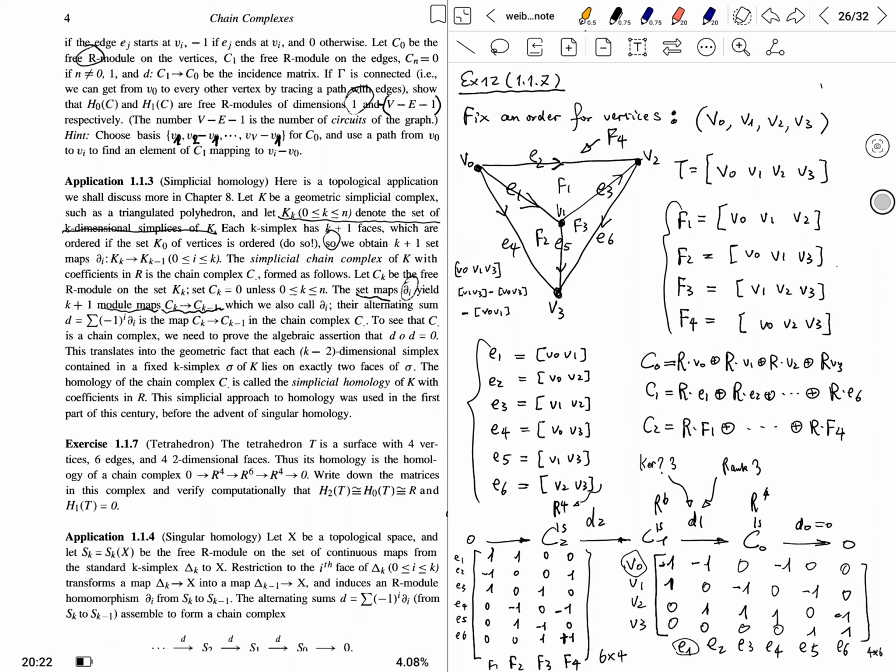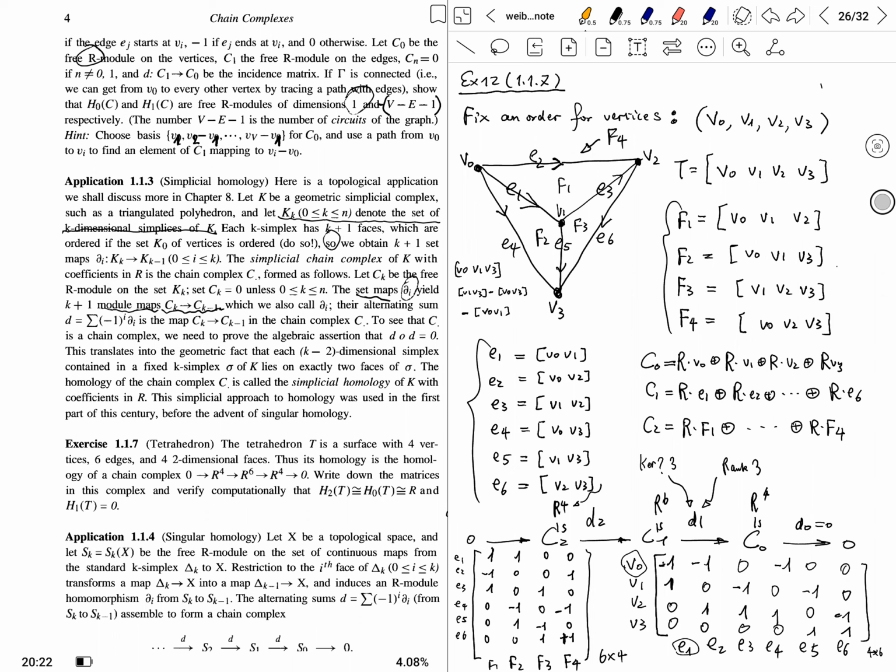So C0 in our case is a free R module whose basis is given by vertices. Respectively, C1 is a free R module whose basis is given by edges, and C2 is a free R module whose basis is given by faces.